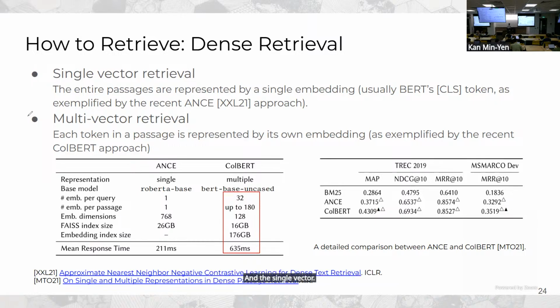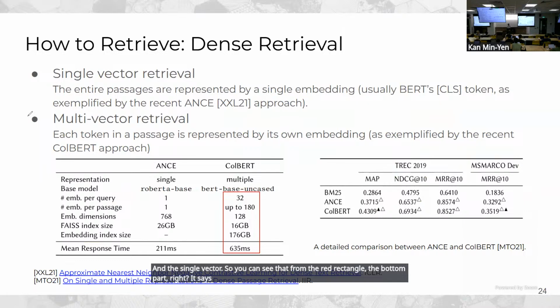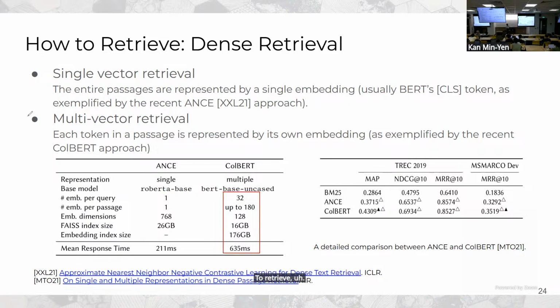So you can see that from the red rectangle, the bottom part, right? It says 630 milliseconds to retrieve lots of results because you have 32 vectors to look up, whereas on the left-hand side, there's a single vector retrieval where the entire query has been converted into a single vector for retrieval. So I think that's what you're saying.